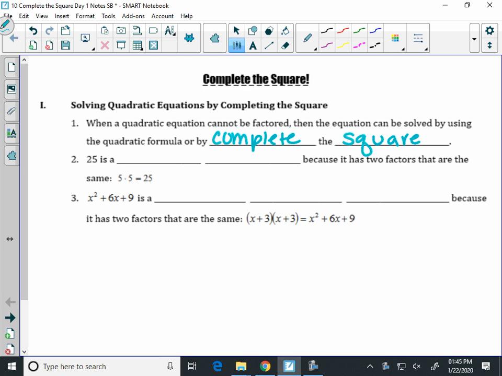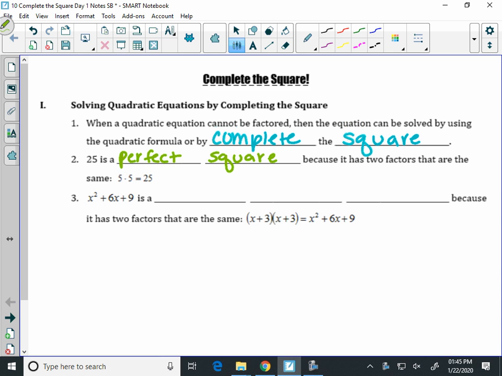Again, the fourth method of factoring, or solving, is called completing the square. We just said 25 is a perfect square because it has two factors that are the same: 5 times 5 gives us 25.